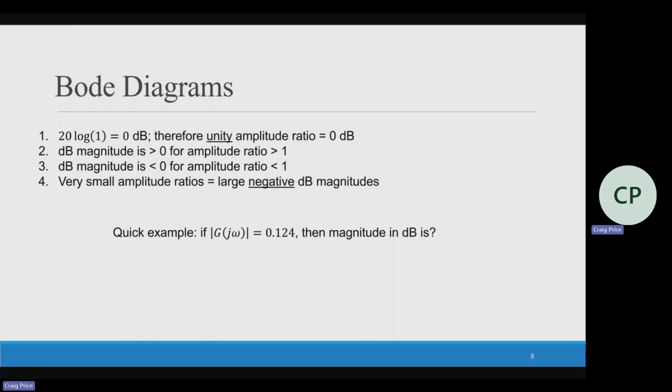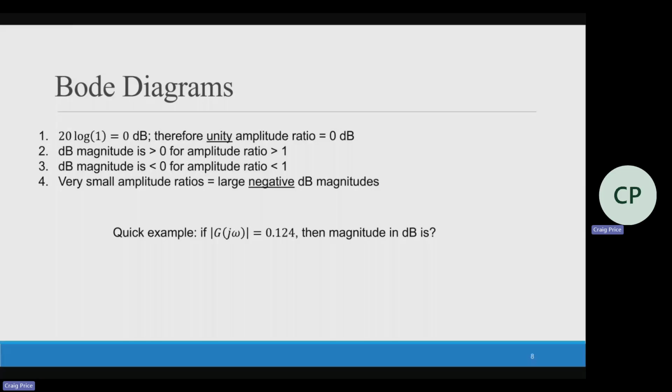Some background on this. So 20 log of 1. Let's say my amplitude ratio is 1. Magnitude is equal to 1. Both of the amplitudes are the same. 20 log of 1 is equal to 0 decibels. Therefore, that's our unity amplitude ratio. Any amplitude ratio greater than 1 results in decibels greater than 0. Anything less than 1, we go less than 0 for decibels. So very small amplitude ratios equal large negative decibel magnitudes.